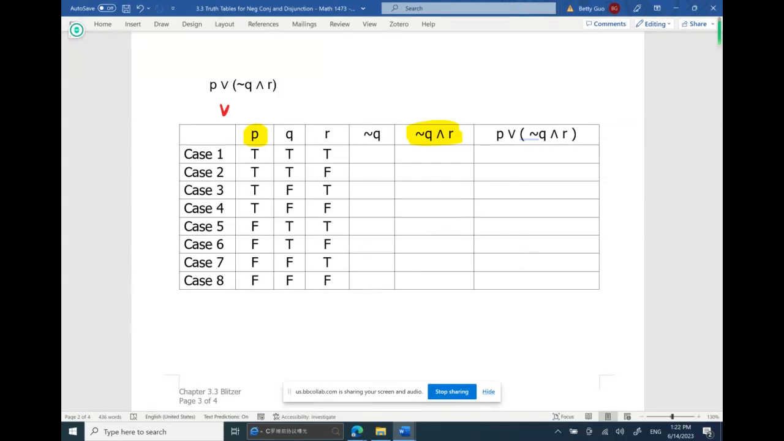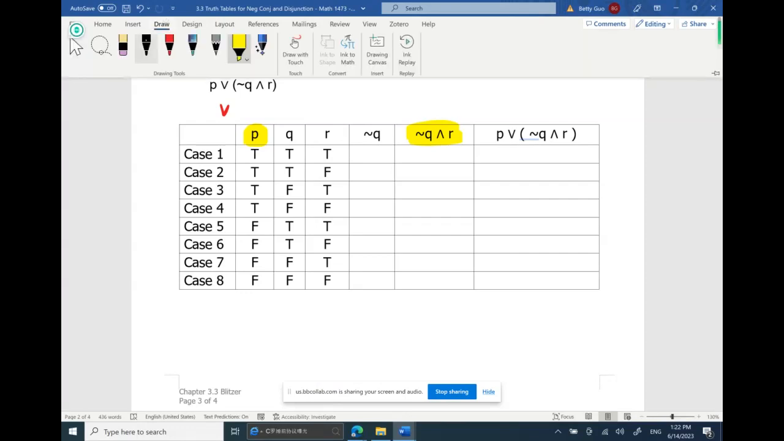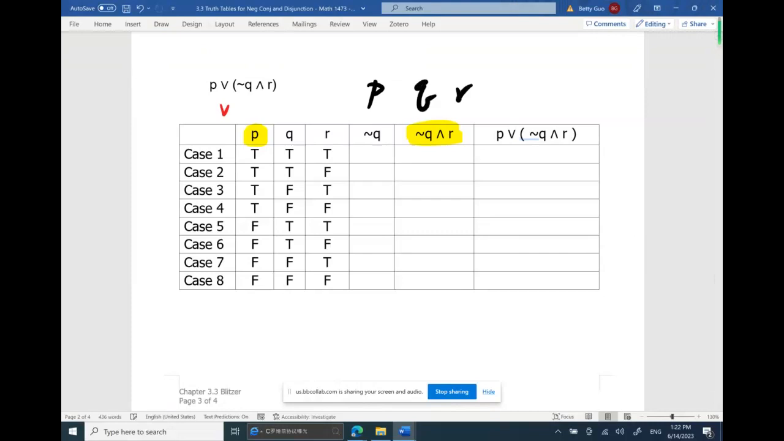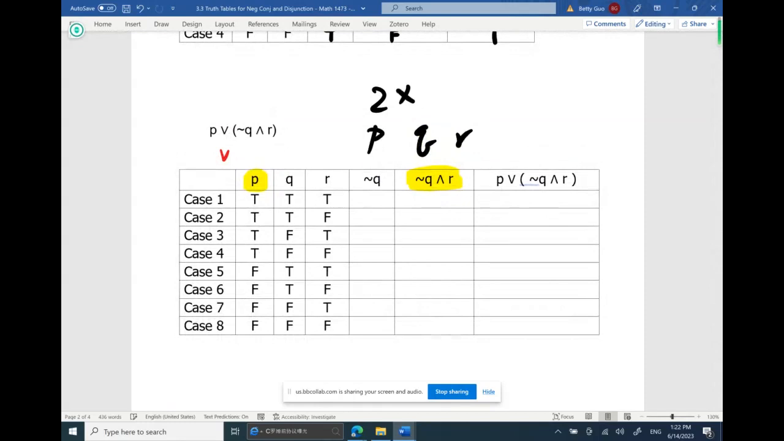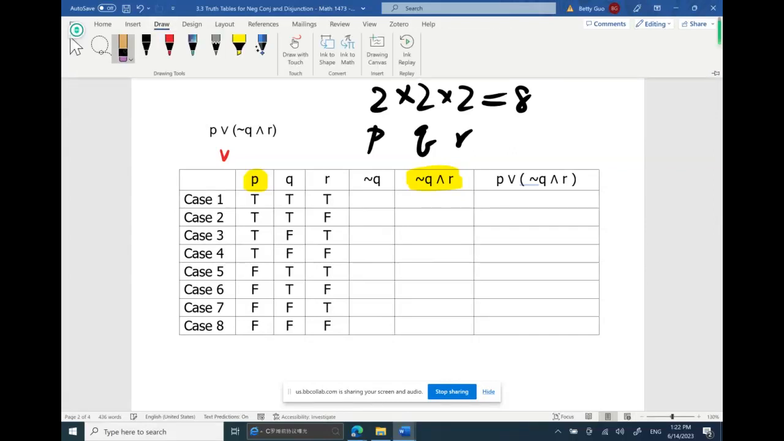So you might wonder, this table has 8 cases. Why do we have 8 cases in this table? Because our target compound statement contains 3 simple statements, P, Q, R. P could be true or false, so 2 cases. Q could be true or false, 2 cases. R could be true or false, 2 cases. By the fundamental counting principle, 2 times 2 times 2, we have 8 different cases. That's how we get 8 cases.